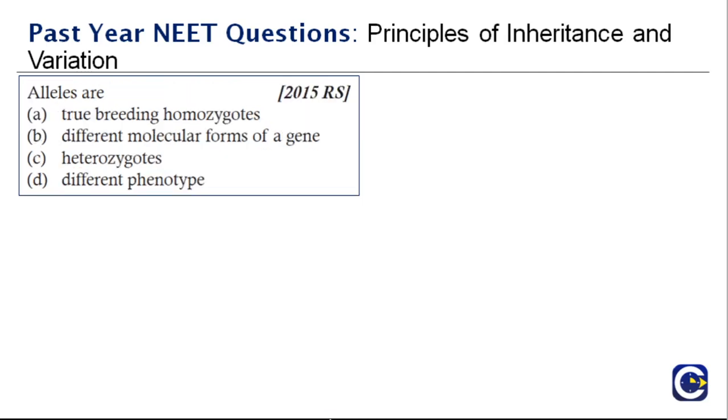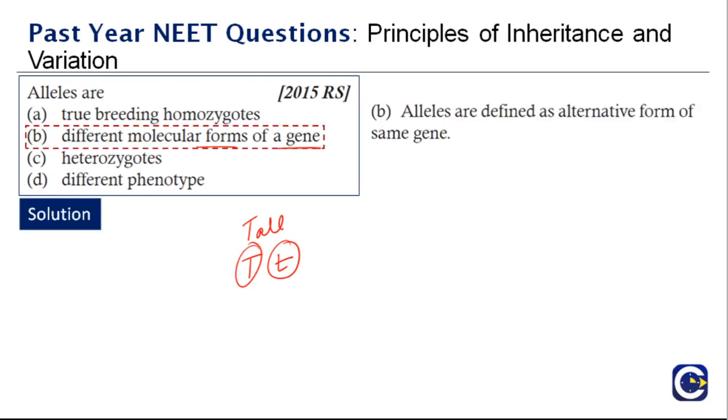What are alleles? Alleles are not true breeding homozygotes, heterozygotes, or different phenotypes. They are different molecular forms of a gene. For example, a plant can be tall and the two alleles can be this and this. So they are alternative forms of the same gene.